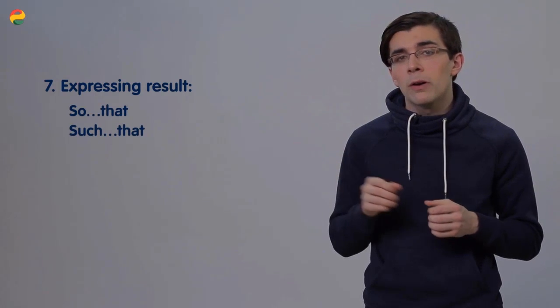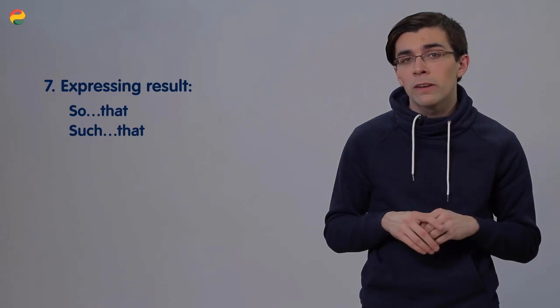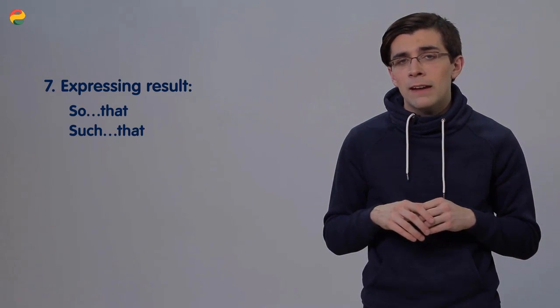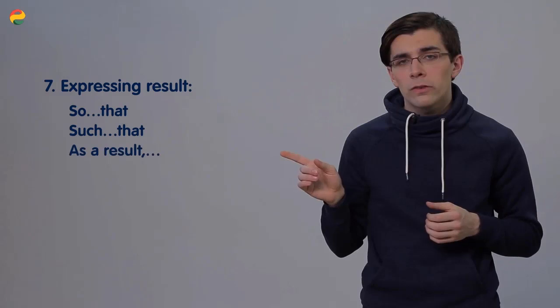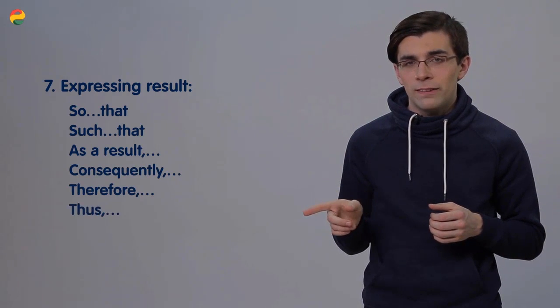Now, I may also need to express result as well. So to express result, we often use phrases like so and that, or such and that. Remember, so is used with an adjective and such is used with a noun. For example, so beautiful that, or such a good teacher that. Next, phrases like as a result, or consequently, therefore, or thus.